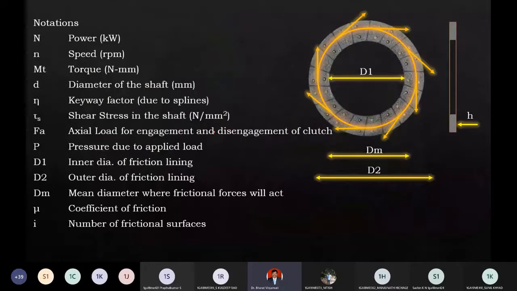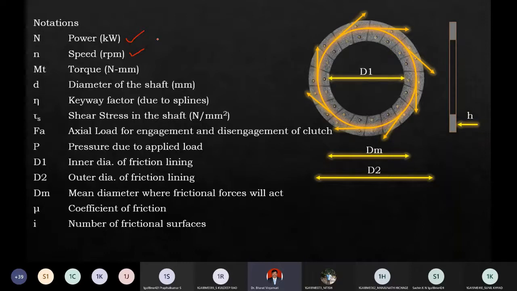Now what are the different notations, guys? Try to understand these notations. If you can understand this, we can easily go to the next level. Here, to do this design, first we need power, capital N. Power will always be given by capital N, and small n is nothing but the speed in RPM.